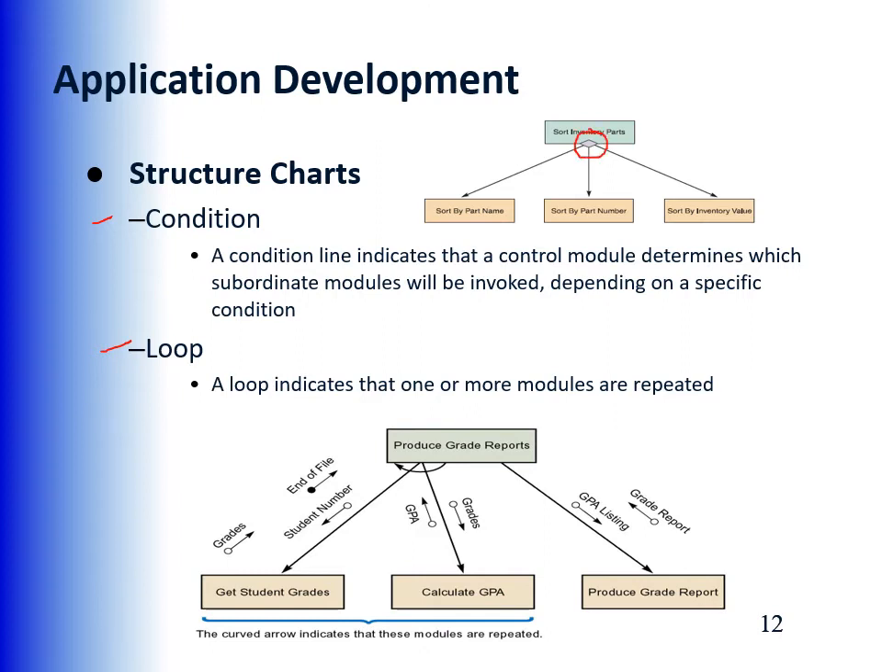Okay, a condition line indicates that a control module determines which subordinate modules will be invoked depending on a specific condition, right? Loop indicates that one or more modules are repeated. A curved arrow represents a loop. In this figure, the get student and calculate GPA modules are repeated.